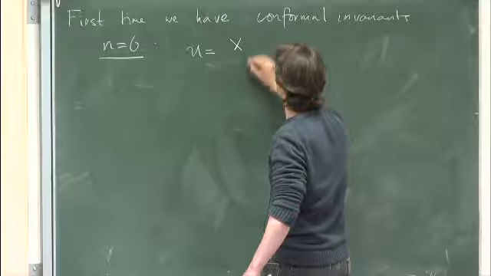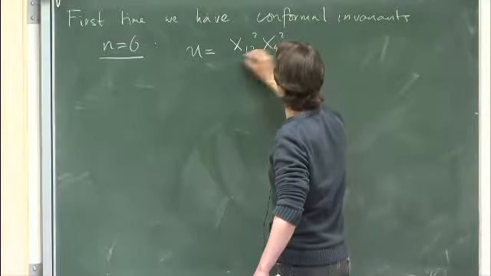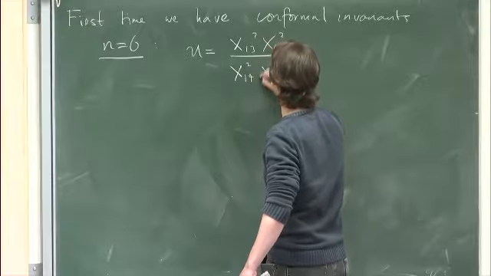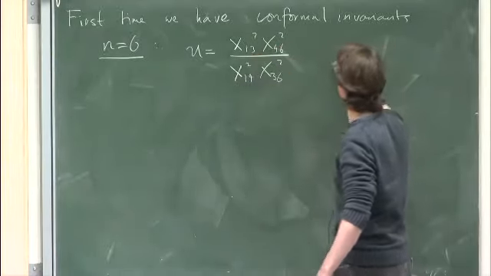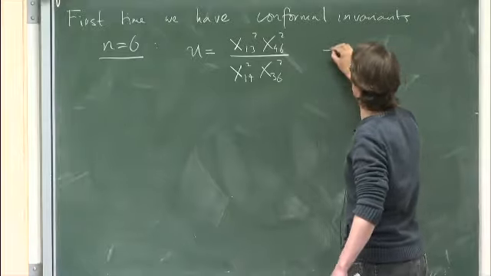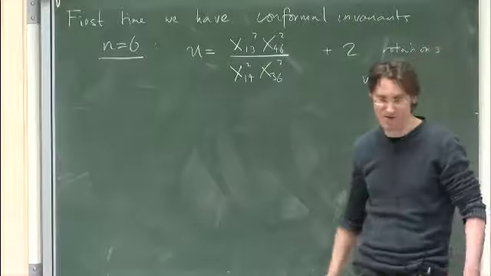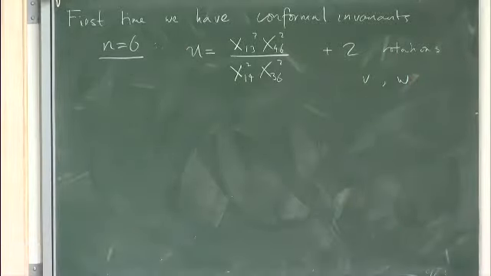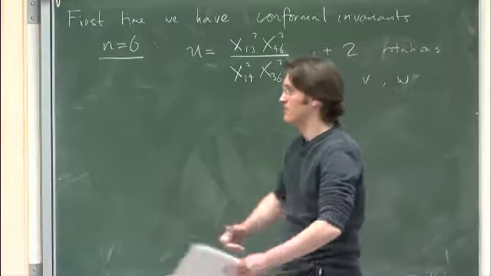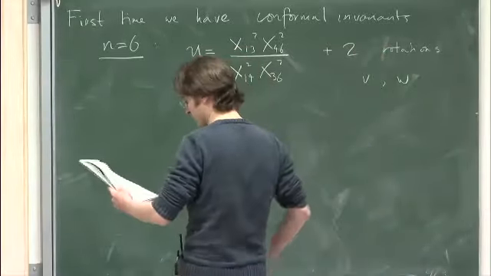Let me write it as x13 squared, x46 squared over x14 squared, x36 squared, where obviously this is x1 minus x3 all squared, and 2 rotations of that. I'll call them v and w. So there's u, v, and w, the 3 conformal cross ratios. So there's 3 variables available at 6 points. There are no variables available at lower points, and so below 6 points this equation uniquely fixes f up to a constant, but from 6 points and beyond it fixes f up to a function of these variables.